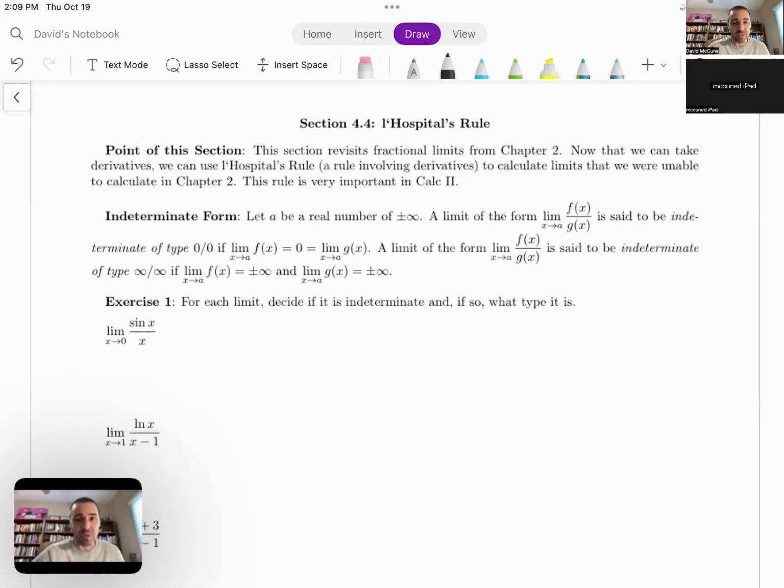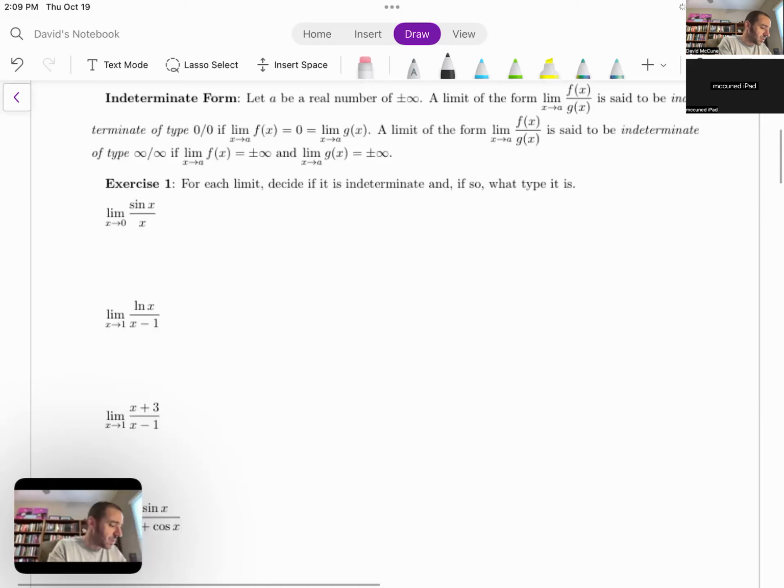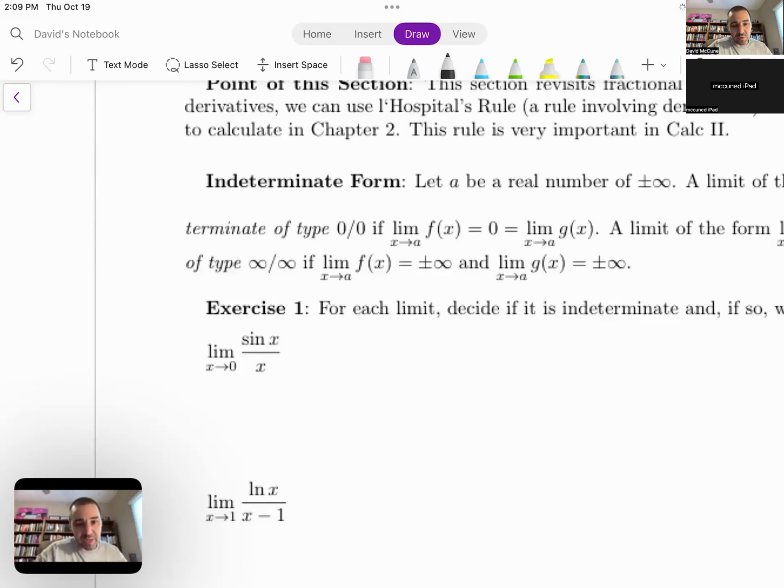So we're going to revisit some limits from chapter 2 that we couldn't do, and many of these limits show up all over the place, in particular Calc 2. Okay, so just to motivate where this comes from, consider a limit like this. X goes to 0 of sine x over x.